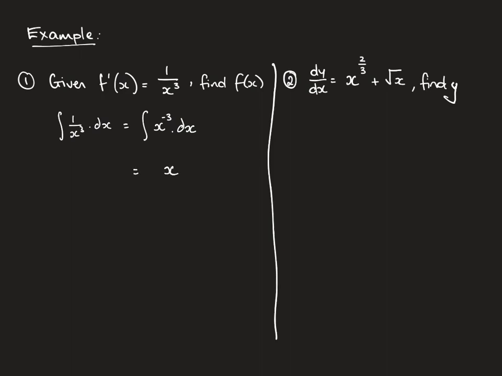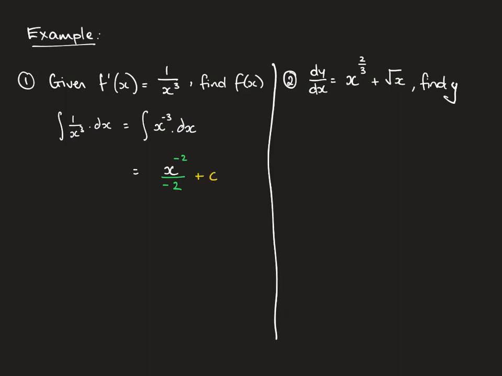And now I'm going to need to be careful with my plus 1 and divide by. Okay, so our original power is minus 3. So we're going to increase that power by 1. So minus 3 plus 1 is minus 2. And then we divide by the new power, which is minus 2, and put our plus c on the end.